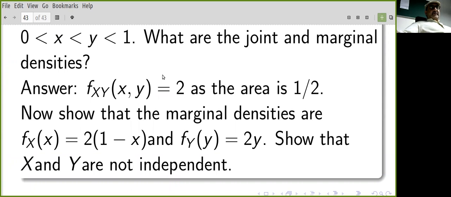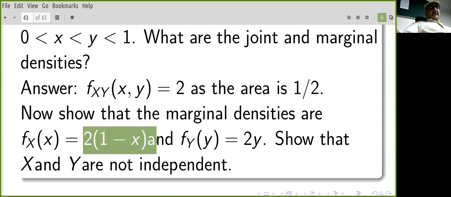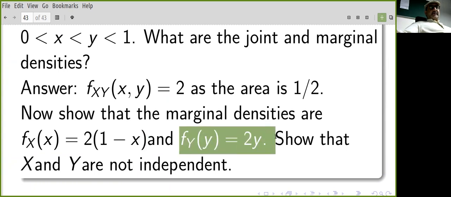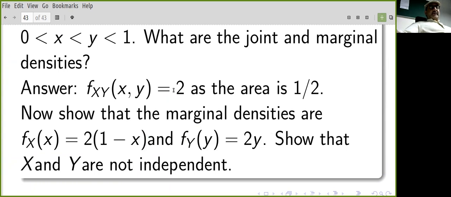And then you should show that if I take this product, f sub x is twice 1 minus x, and f sub y is equal to twice y. If I multiply it together, I'm not going to get 2, right? So they are not statistically independent. I should really say statistically independent and not independent. Okay, so that's it for this section.